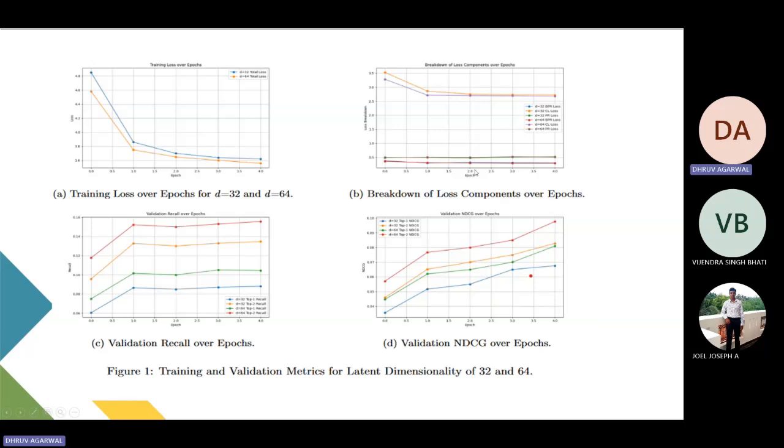So this is a graph for the different breakdown loss components over epochs, and the validation recall over epochs is also increasing and then remains constant, which tells us the model is performing well on our data. And these are the validation NDCG values over different epochs.